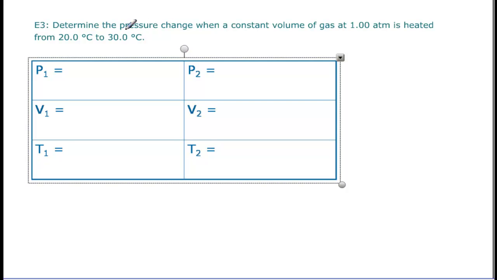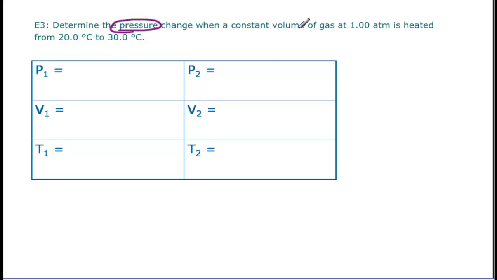Alright, determine the pressure change. We're just going to say determine the pressure. That's what we're looking for. At a constant volume, which is going to let me cross out volume, of a gas at 1 ATM is heated from 20 degrees Celsius to 30 degrees Celsius. So ATM tells me I have a pressure. I'm trying to find pressure. I have a temperature and a temperature.